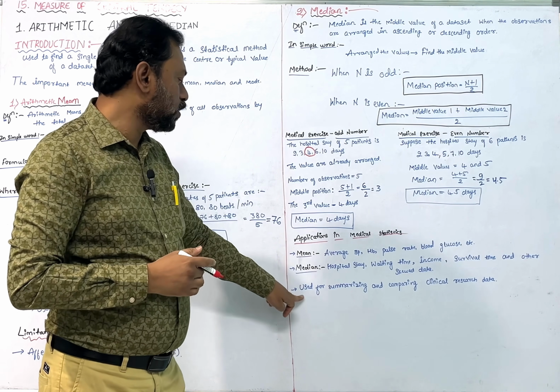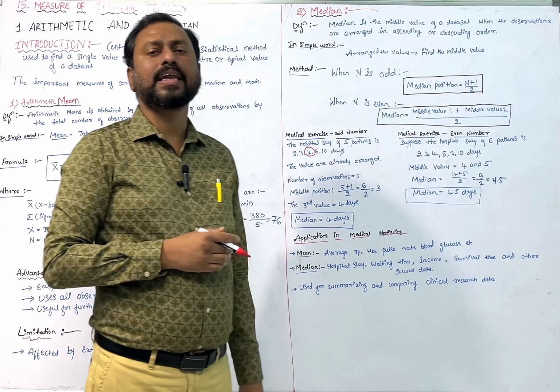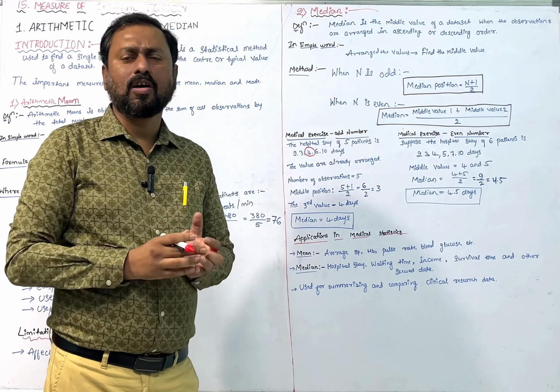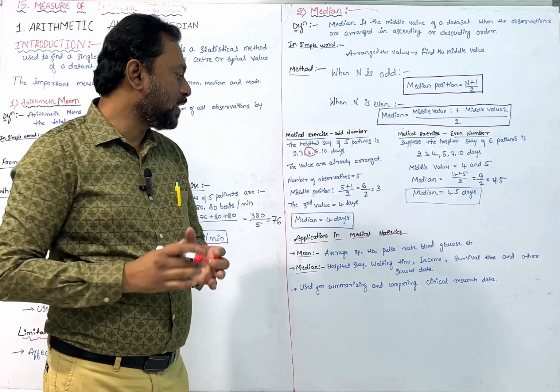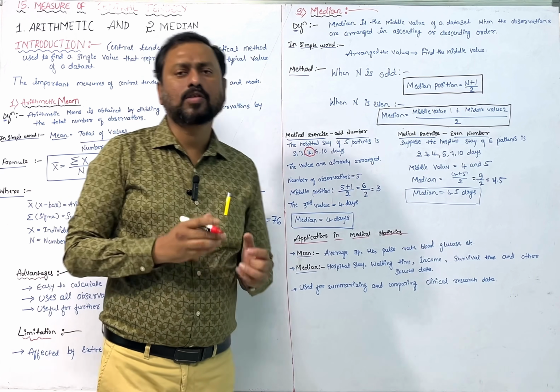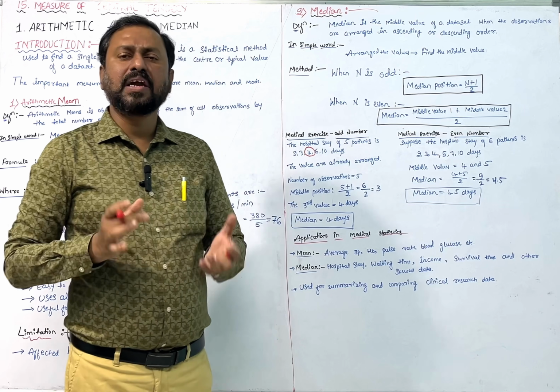They are also used for summarizing and comparing clinical research data. This central tendency is used for summarizing the data, or for comparing clinical research data. We use the mean, median, and mode.